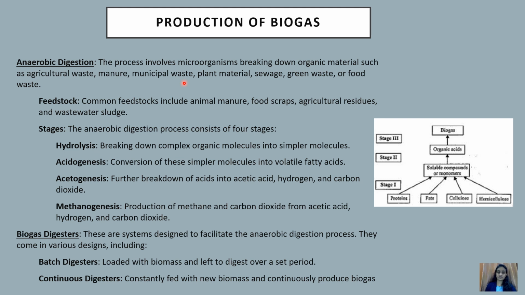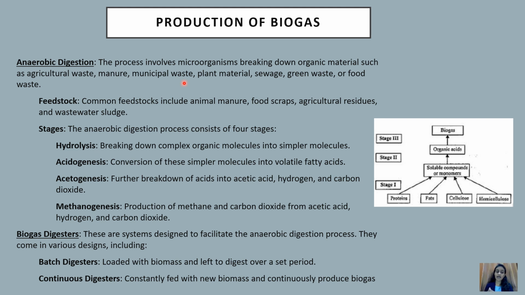Next, the stages. The anaerobic digestion process consists of 4 stages: hydrolysis, acidogenesis, acetogenesis and methanogenesis. Hydrolysis is the process of breaking down complex organic molecules into simpler molecules. In this stage, the complex organic molecules are broken down into simpler molecules by the microorganisms.